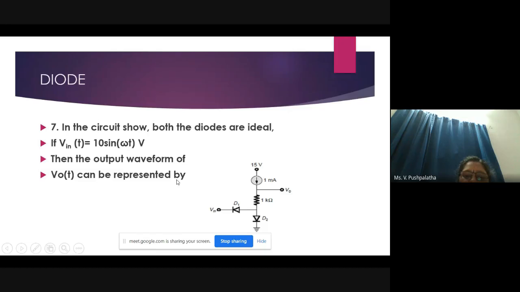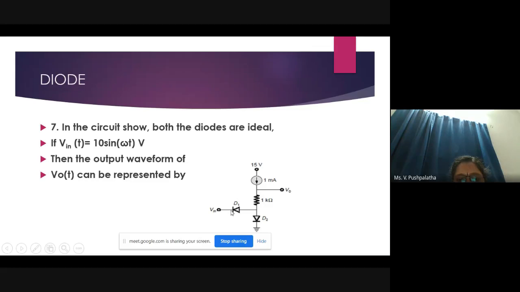First, what you have to do is observe the diagram. When you observe the diagram, the power supply value here is given as 1 milliamp, and the resistor value is given as 1 kilo ohm. Here we are applying the input value. What is your input value? 10 sine omega t. So if I apply 10 sine omega t here, look at the diode, how it is placed.